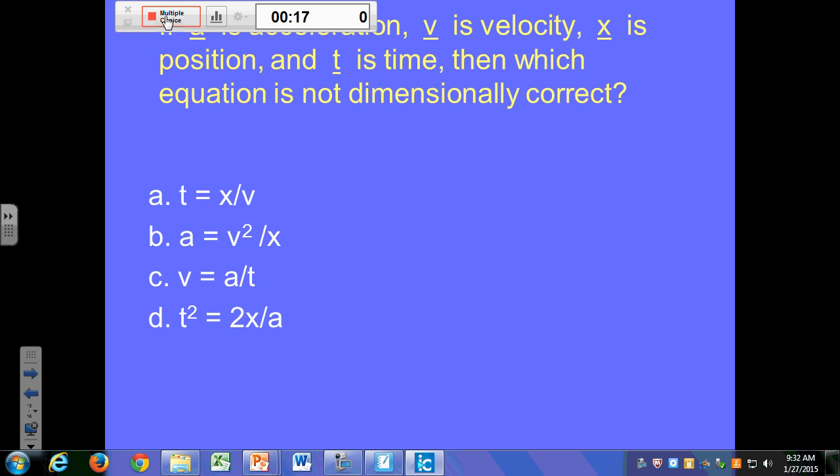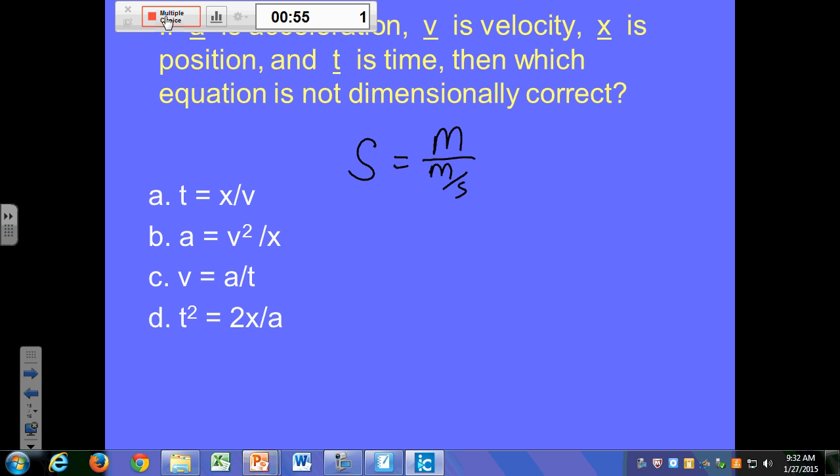So let's say that we have t equals x over v. If it's dimensionally correct, that means that the units on one side are equal to the units on the other side. So, for example, on the left-hand side, I have what units? Just seconds. And then x is what? Meters. And then I have v, which is meters per second. Can you tell me if that's dimensionally correct or not?